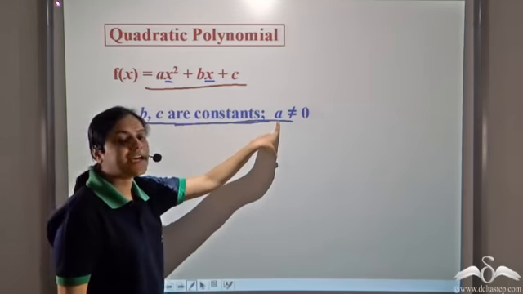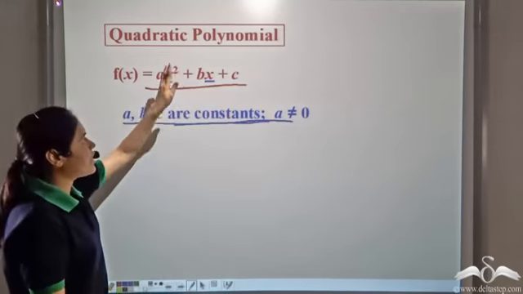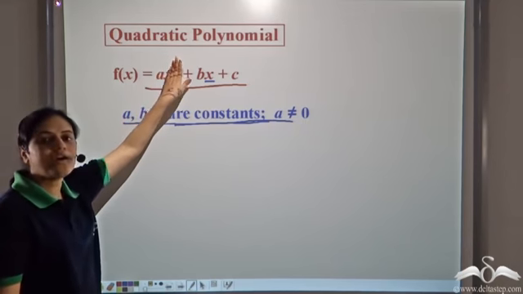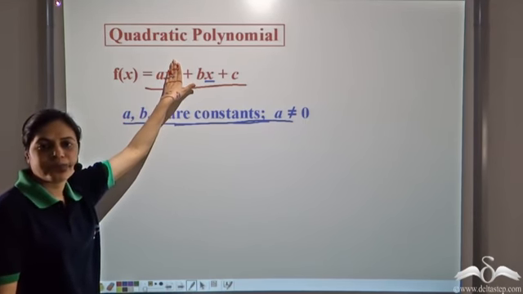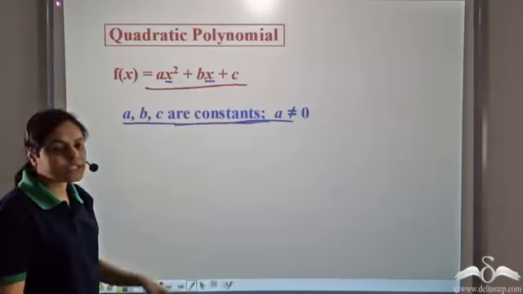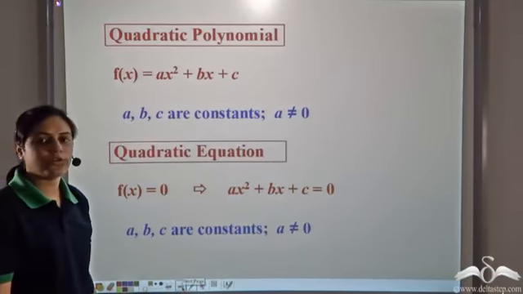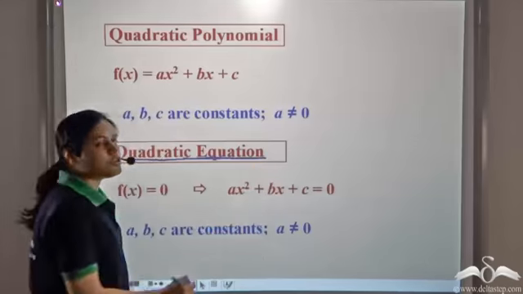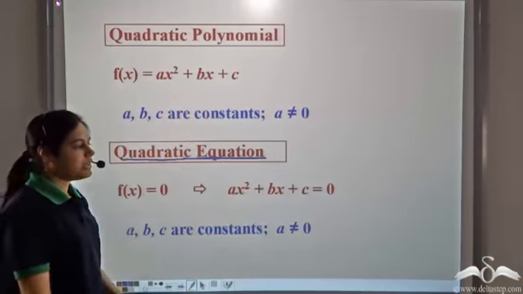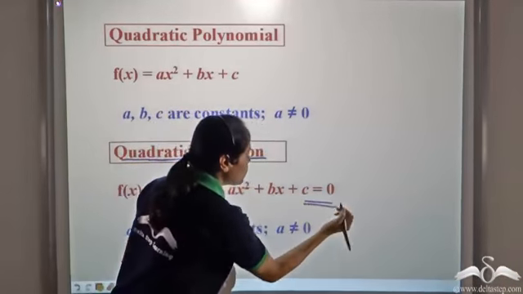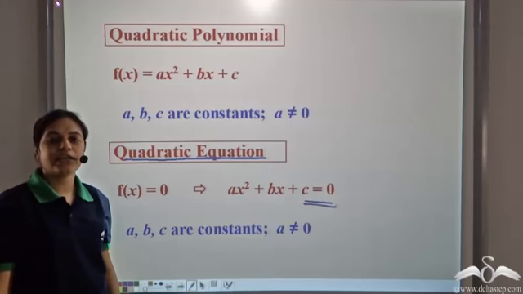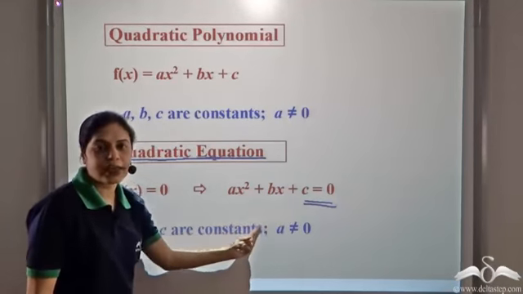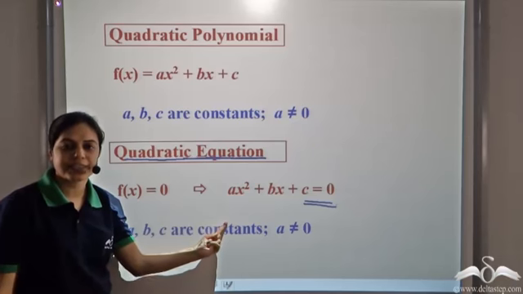Note that a cannot be 0. Because if a is 0, this part goes away and that is no longer a quadratic polynomial. Now when you equate this quadratic polynomial to 0, we get a quadratic equation. So this quadratic polynomial equated to 0 gives us a quadratic equation. So this is the general form of a quadratic equation in one variable x.